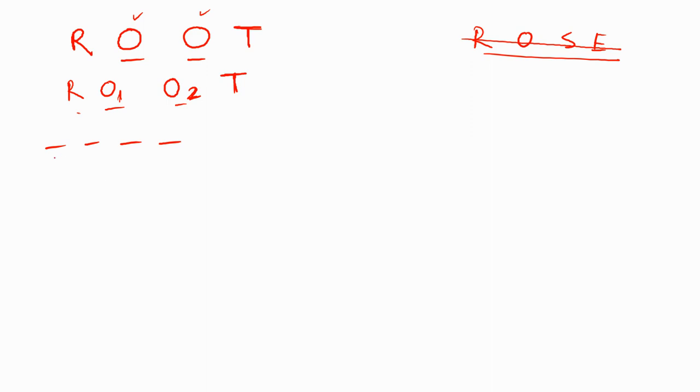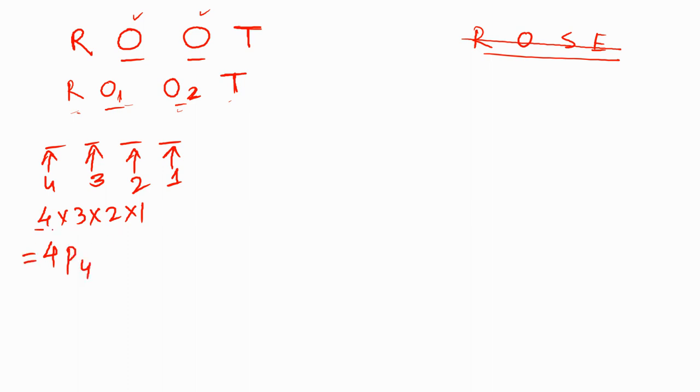Okay, so the first spot can be filled in four ways, from R, O1, O2, or T. The second spot can be filled in three ways. The third spot in two ways. The fourth spot in one way. Either you can write simply 4 times 3 times 2 times 1, or you can directly write 4P4. Both are the same thing. But I always prefer this one.